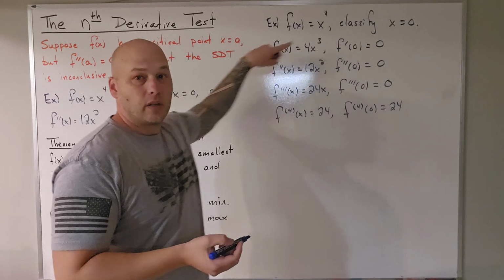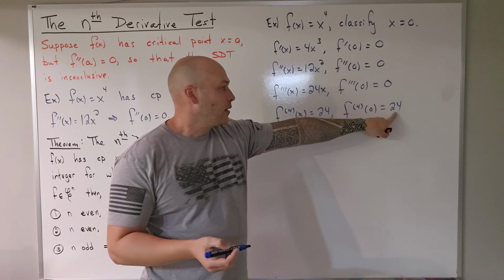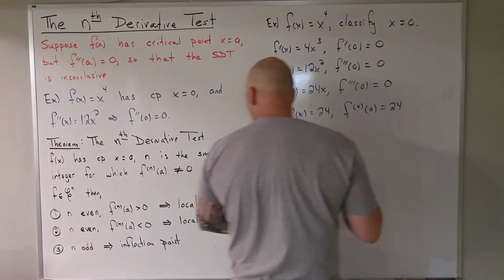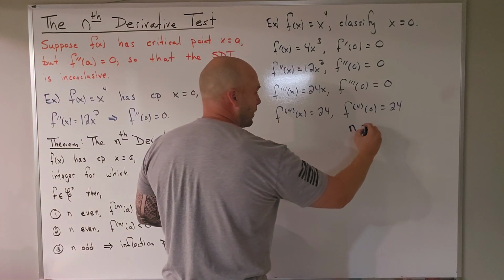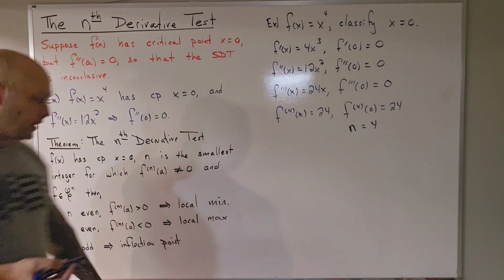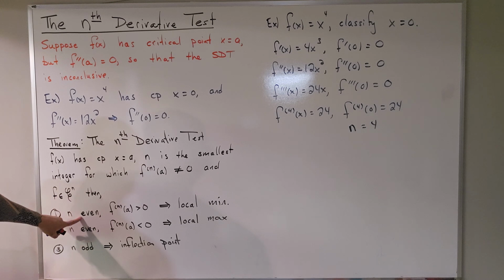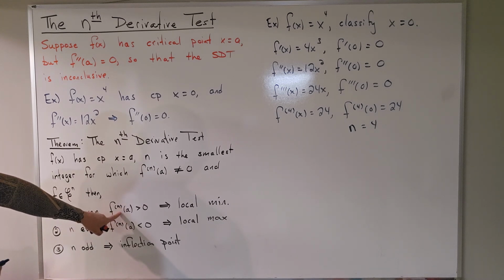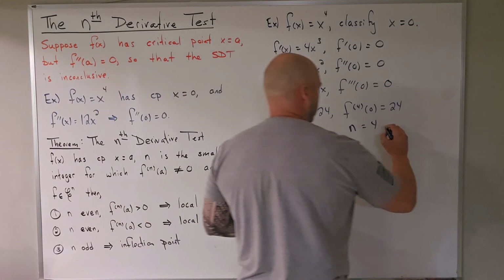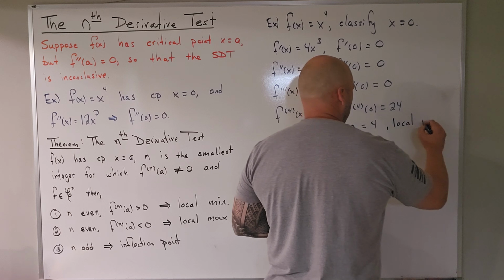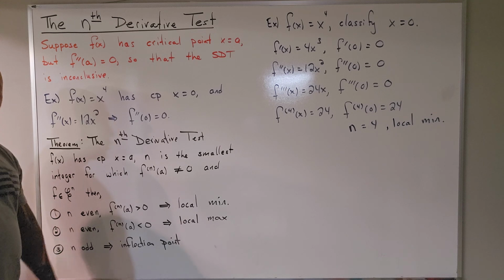So I keep repeating this process. Differentiate, plug in the critical point, until I get to a value where this is not 0. Now let's look at our conclusion. What is the order n here? Well, the order n is 4, meaning it's even, and the 24 is positive. So let's look at the case down here. N is even, the derivative is positive, therefore it's a local minimum. Which clearly we knew it was a local minimum.